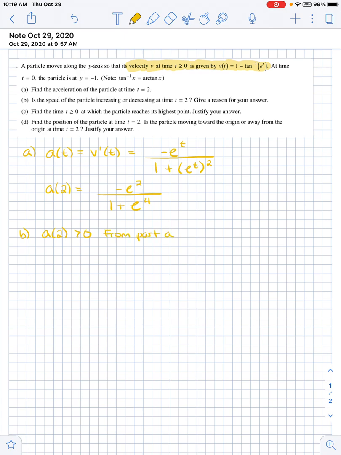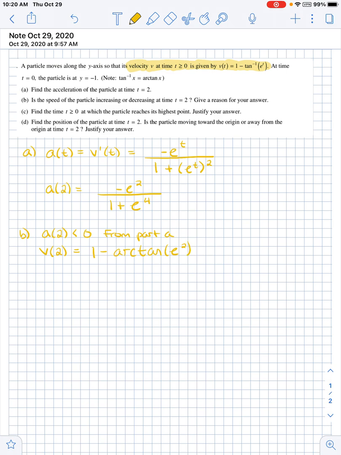Notice that I'm being very clear about how I know that. 1 plus e to the 4th is positive, so the denominator is positive. The numerator is negative. So I'm very clear. The acceleration at 2 is negative because we found that in part A. Okay, the next part now, the velocity. If we look at the velocity at 2, we need to do some reasoning here. We've got 1 minus the arctangent of e squared.